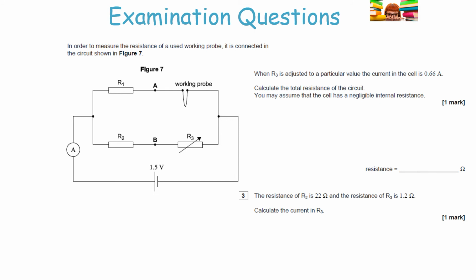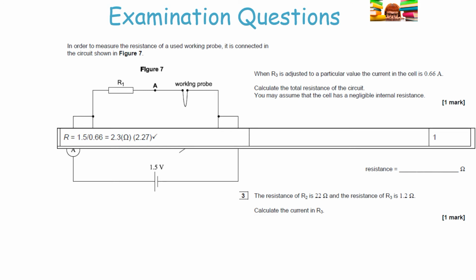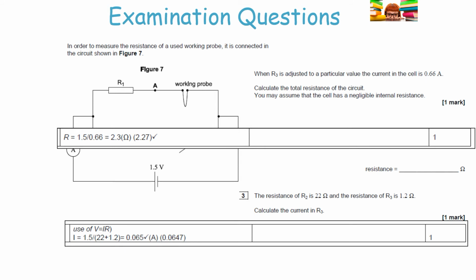Now just remember, the current is going to be the same across the entire branch because that is a rule of circuits, that in one loop the current remains constant. So you would therefore get 0.065 amps.